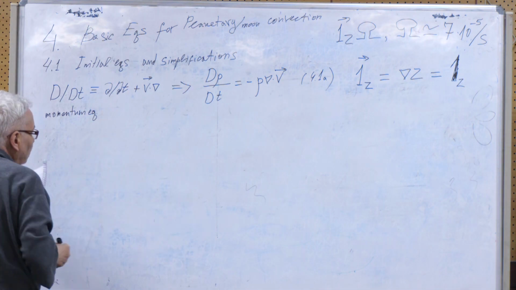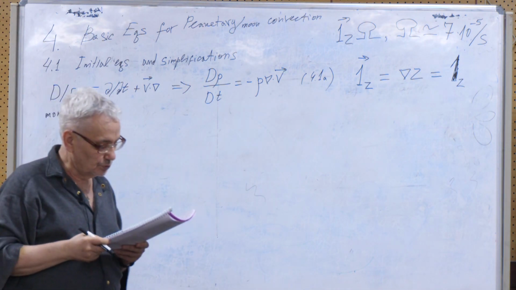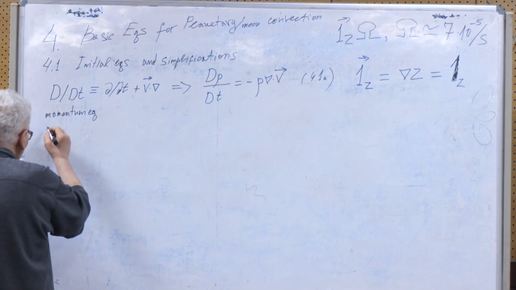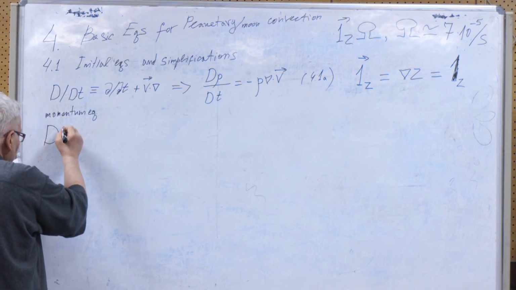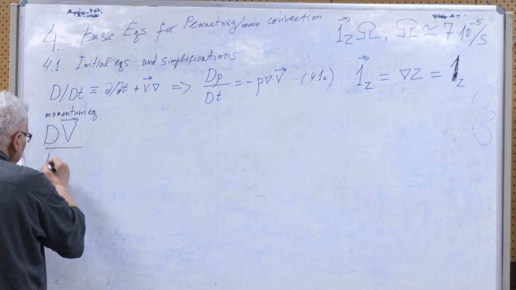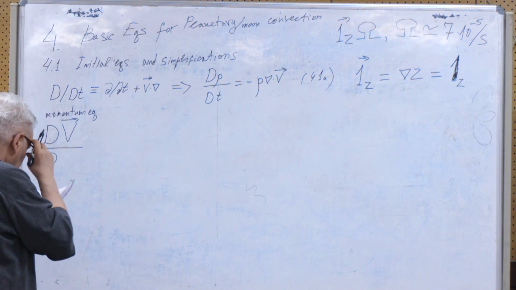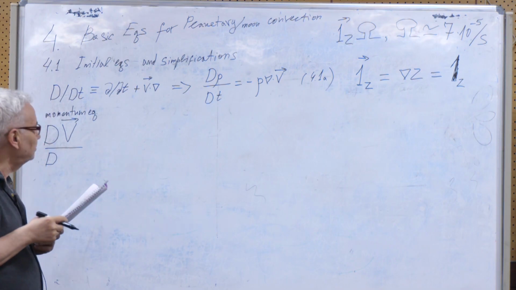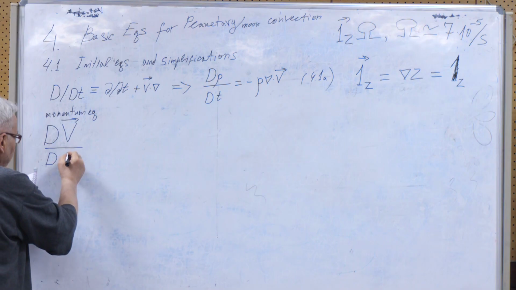Momentum equation. This is maybe the most common name of this equation, and of course it's very familiar to everybody. I will just write it down. Again, it's represented via the spatial derivatives or substantial derivatives. There are different names for these derivatives.